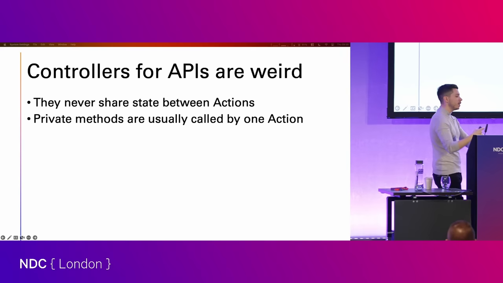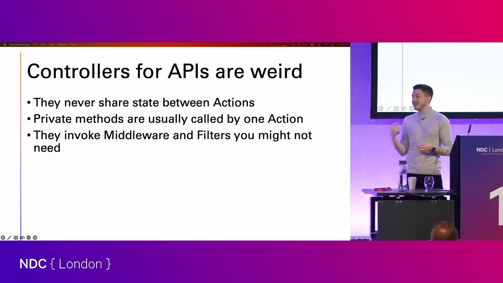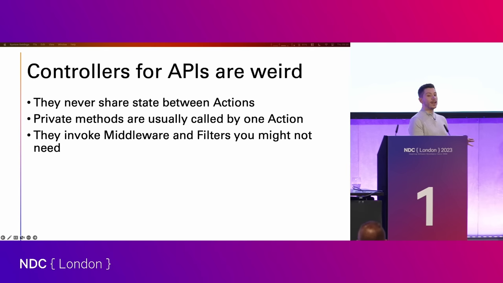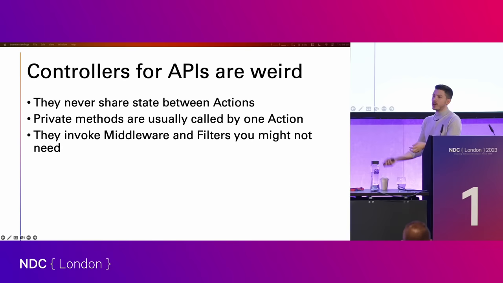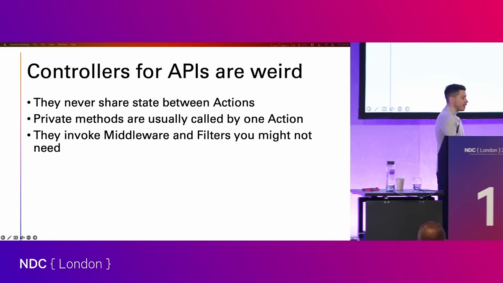Then they do invoke middleware and filters that you might not need implicitly. All that validation, all that model binding. There's tons of things happening behind the scenes that your actions don't need, but you're paying the price of those objects being instantiated and that memory needing to be garbage collected every single time. They have tried to make it efficient, but there's only so much you can rip out of a system like MVC that has been running for years.